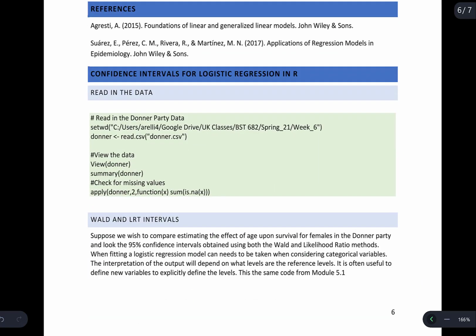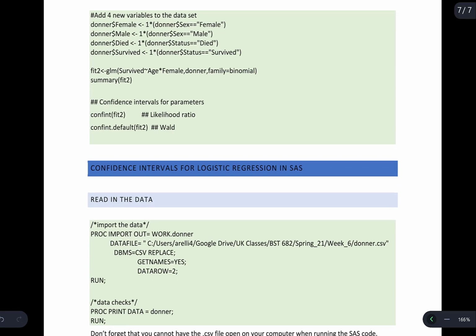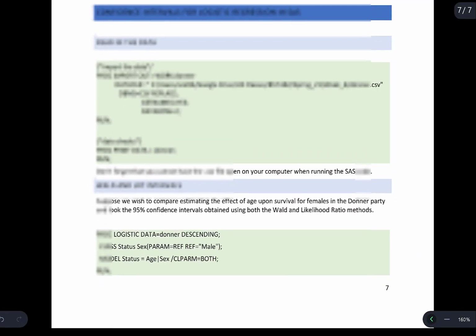And then finally, down here at the bottom, I do have how, in both R and in SAS, to construct those confidence intervals for both the Wald and the likelihood ratio.